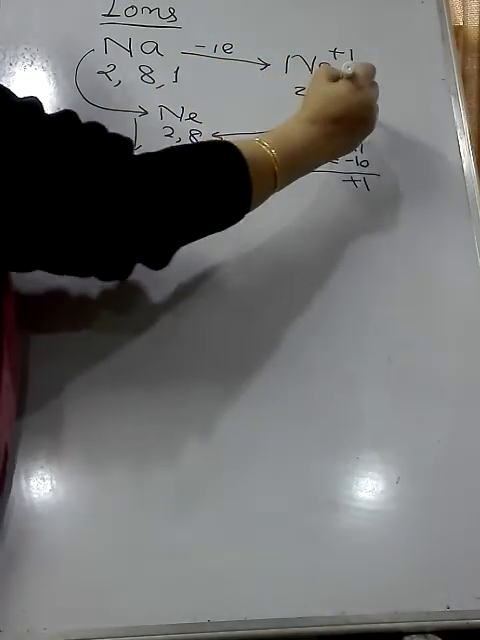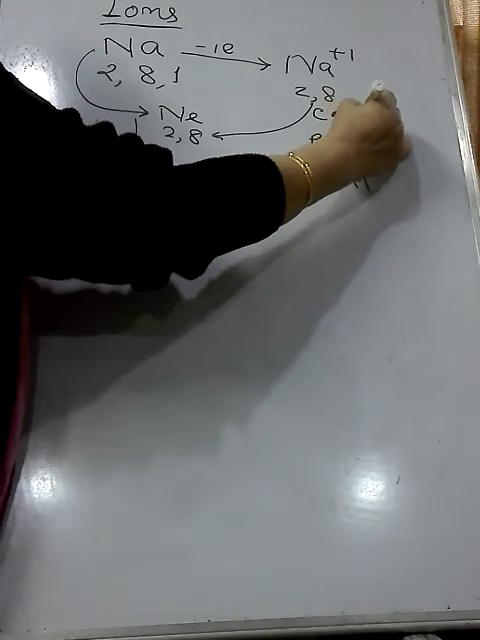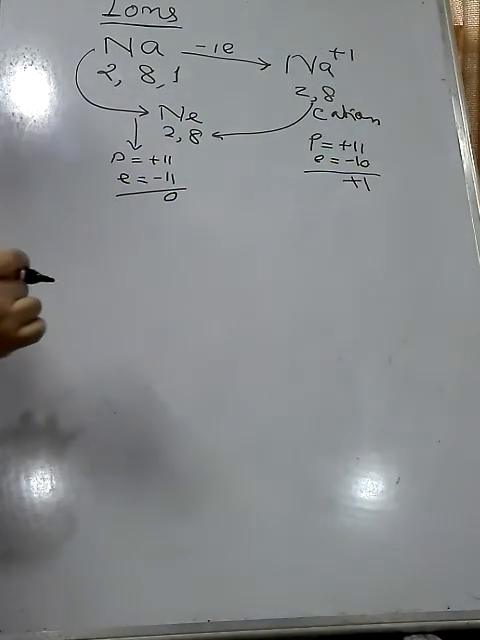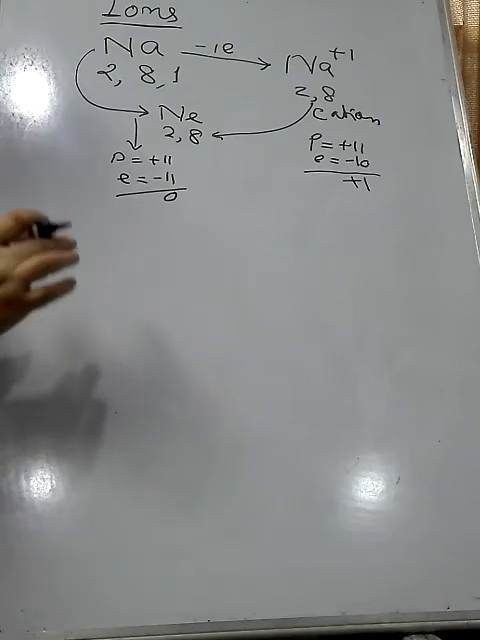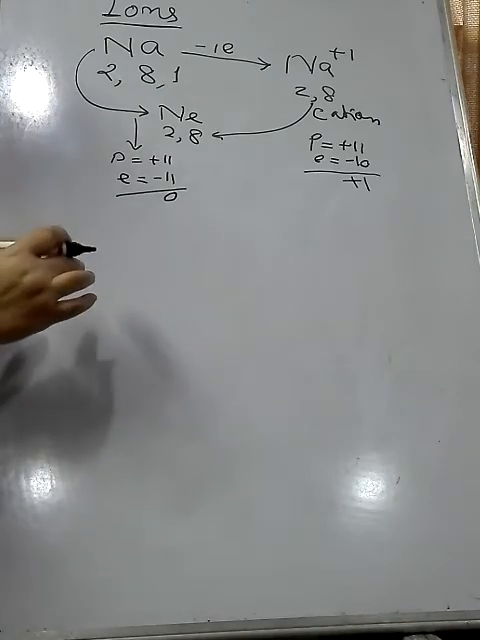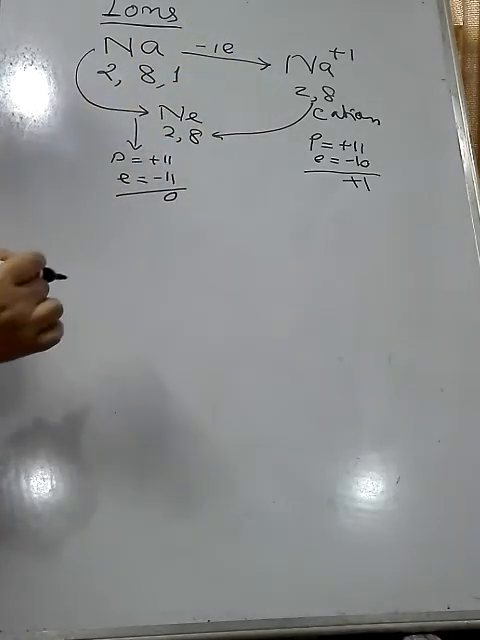Positively charged ions are called cations. So sodium forms the sodium cation. Not only sodium, all metals have the tendency to form cations by donating electrons. And why do they donate the electron? Because they want to get the nearest inert gas configuration.